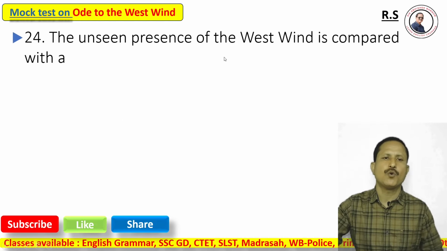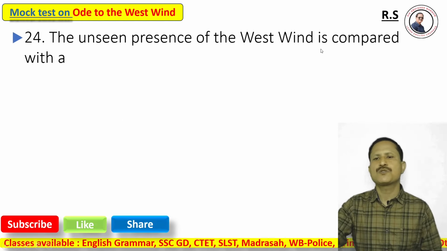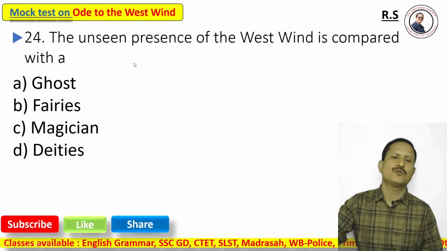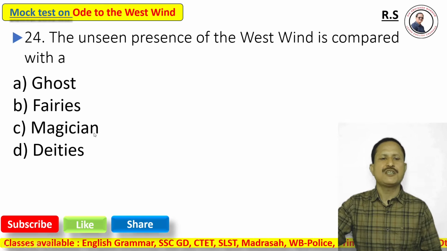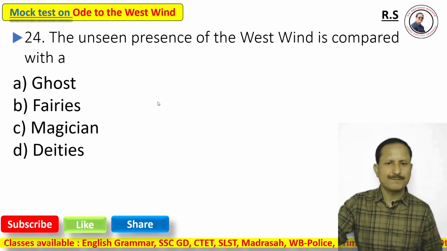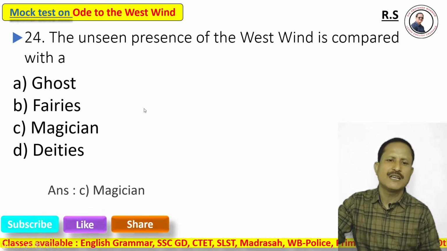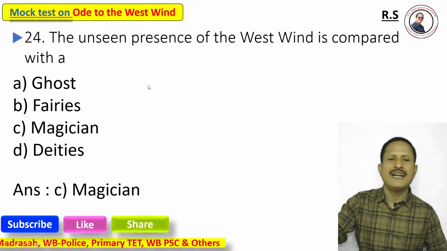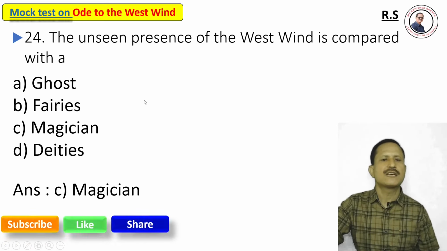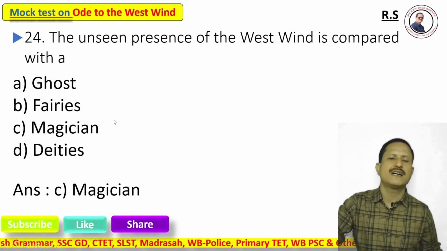Now, question 24. The unseen presence of the West Wind is compared with what? Option A, ghost. Option B, fairies. Option C, magician. Option D, deities. The unseen presence of the West Wind is compared with option C, magician, and the leaves are compared with ghosts, and the West Wind is compared as a magician.